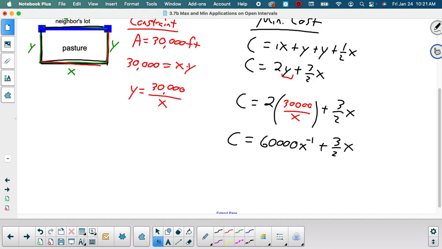But now again, where do I find my max and mins? I find them at my critical points. Well, how do I find critical points? I have to derive. And so if I were to take this cost equation and derive it, the derivative of my cost, I'm going to get negative 60,000 x to the -2 plus 3 over 2.